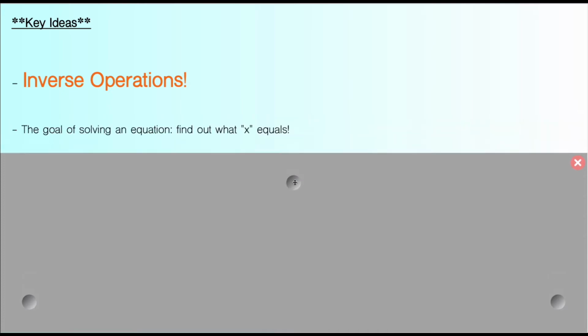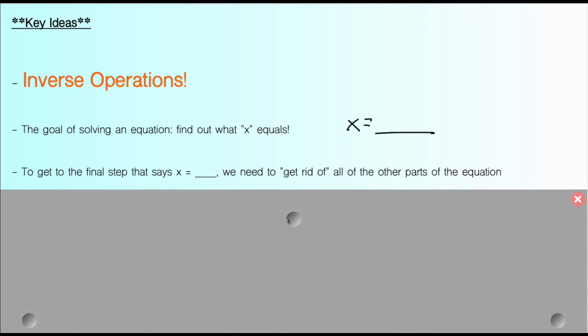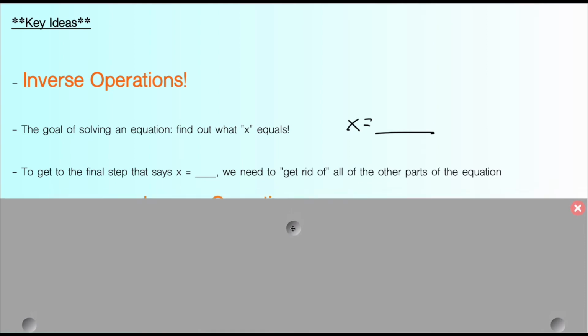So the goal of when you solve an equation, ultimately, what do you want? You want to find out what x equals, or p, or t, or whatever variable it is. At the end of the day, you want your equation to say x equals blah, and blah is the final answer, the solution to the equation. To get to that final step of the equation where it says x equals blah, we need to get rid of all the other parts of the equation. And when I say get rid of, we need to inverse them out. You can't just simply take things away. There is a mathematical way to do that, and it's by inversing whatever operation is occurring. That will get rid of what's there.